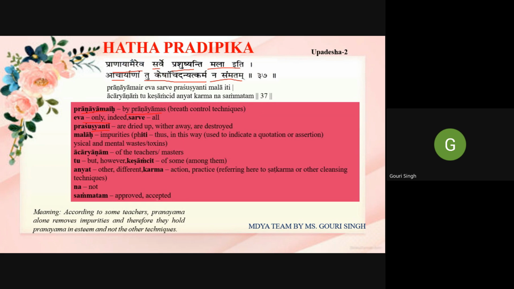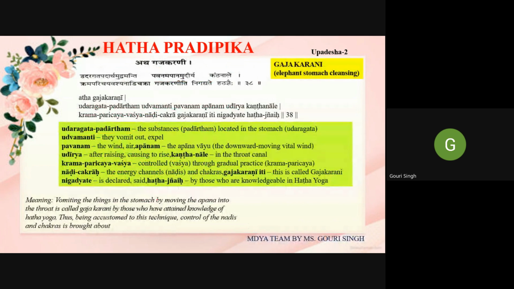But what is Swatmaram telling? Swatmaram is telling in this Hatha Pradipika that first you need to follow Nadi Suddhi, then you have to perform the Satkriya, then you have to come to Pranayam. But some teachers are telling that you can come directly to Pranayam so that all the dosa-related impurities present in the body are cleared.